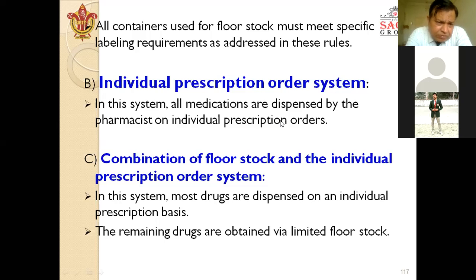That is, it is distributed to the patient on an individual basis on behalf of the prescription of the physician or pharmacist. Type C is the combination of floor stock and individual prescription order. In this system, most drugs are dispensed on the individual prescription basis. The remaining drugs are obtained via limited floor stock.